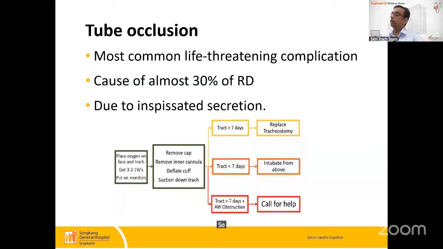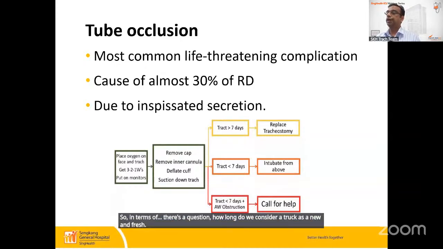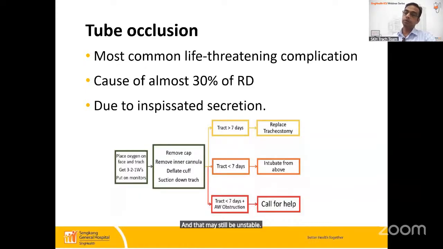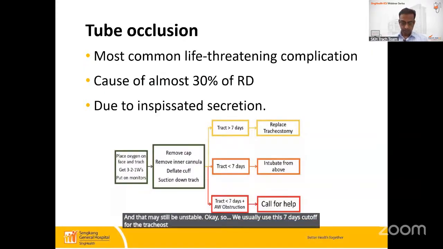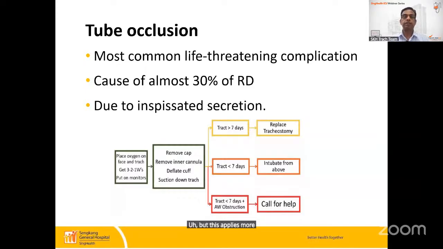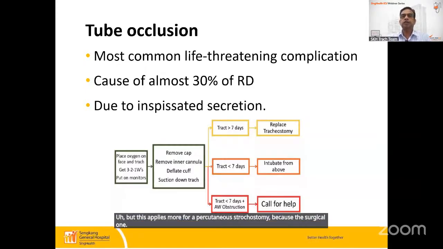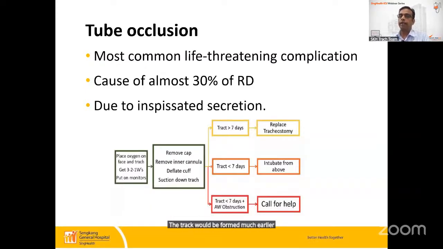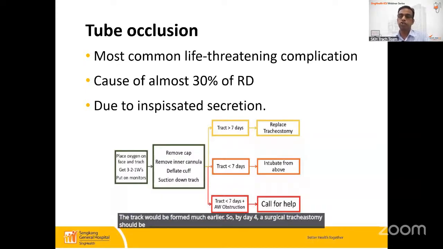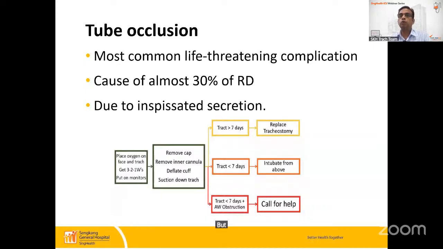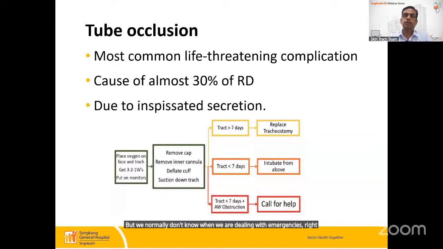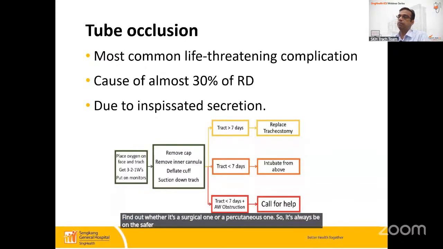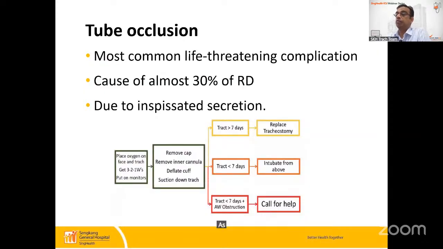Okay, so there's a question, how long do we consider a trach as new and fresh and that may still be unstable? We usually use this 7 days cutoff for the tracheostomy. But this applies more for a percutaneous tracheostomy because the surgical one, the tract would be formed much earlier. So by day 4, a surgical tracheostomy should be considered mature. But we normally don't know when we are dealing with emergencies, right? It's very difficult to find out whether it's a surgical one or a percutaneous one. So it's always on the safer side to keep 7 as the cutoff.